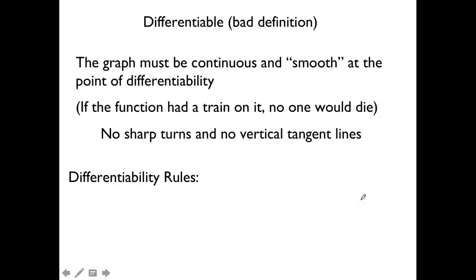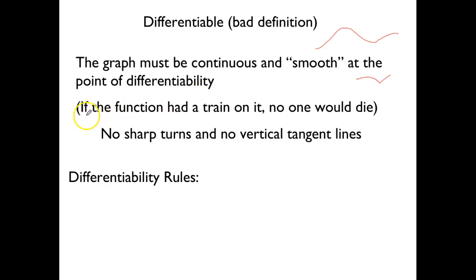Okay, let's go to our next slide here. Differentiability. I have a bad definition here for you, but it works. The graph must be continuous, so remember, you can draw it without taking the pencil off the paper, and smooth. Smooth means it can't have any sharp turns. Something that's not smooth would be something like that. That would be not differentiable. It needs to be smooth.